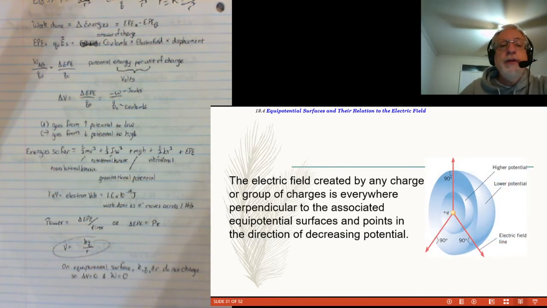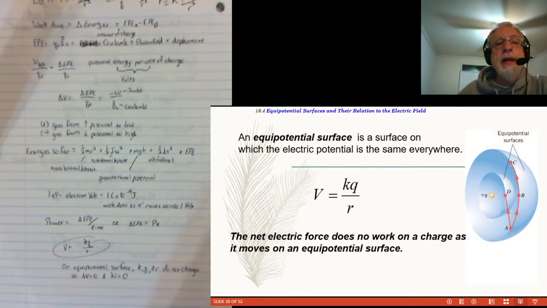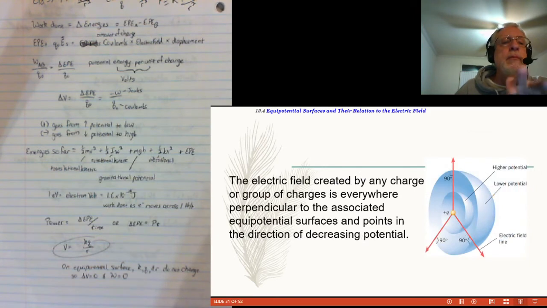So that's just knowing an equipotential surface. How does that relate to the electric field? All right, so here is a point charge, and the electric field created by any charge or group of charges is everywhere perpendicular to the equipotential surface.